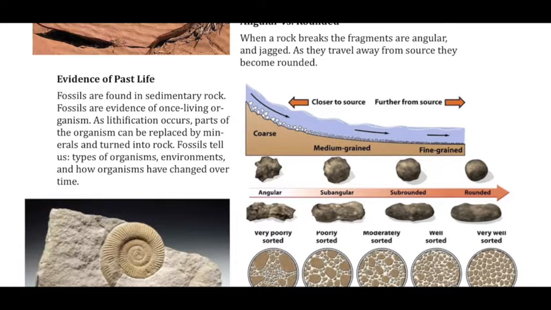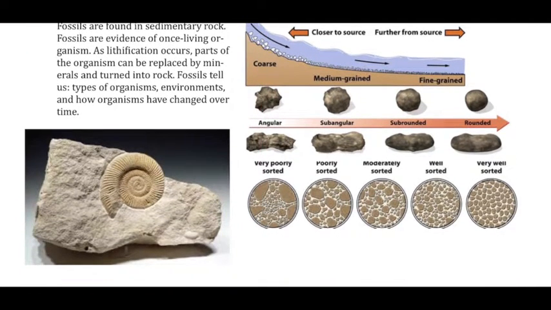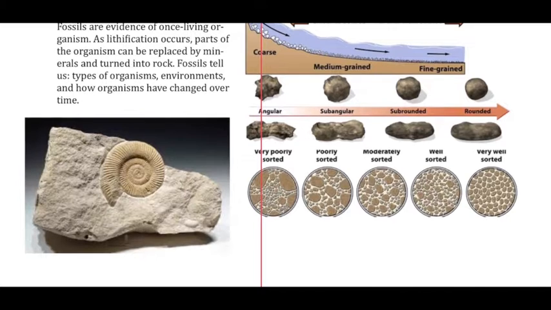And then how well sorted are they? Are they just one size, or are they a mixture of bigs and littles together? So as you're looking at these types of rocks, you're thinking, were they round or not round? Were they all graded so that they're all either small or big? Or is it a mixture between them? And then the last here is talking about fossils.